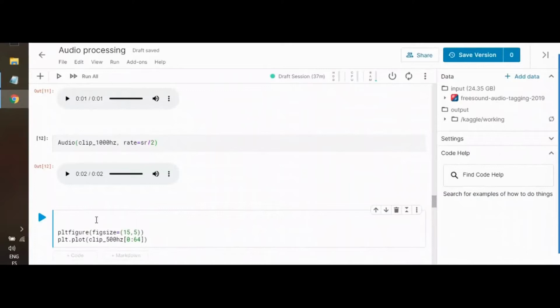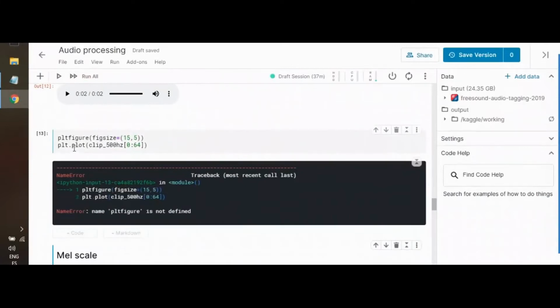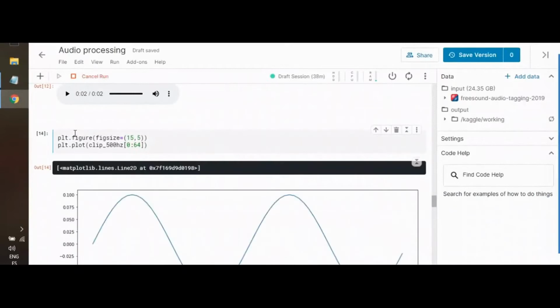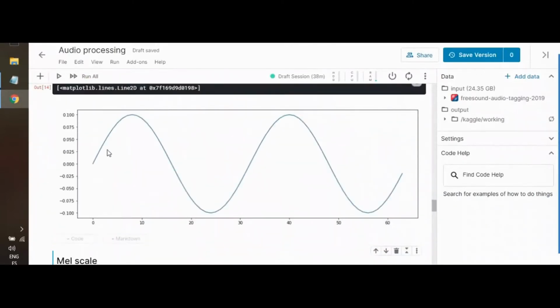If we are using the 500 Hz file, that means that we have 500 cycles per second. And if we have a 16,000 sample rate, what we are going to have for one cycle is just dividing 16,000 by 500. That will give you 32 samples. So if you want to print two cycles, you define it as the double of 32. So it's 64, and this was missing. Now, as you can see, we have two cycles of this audio file.